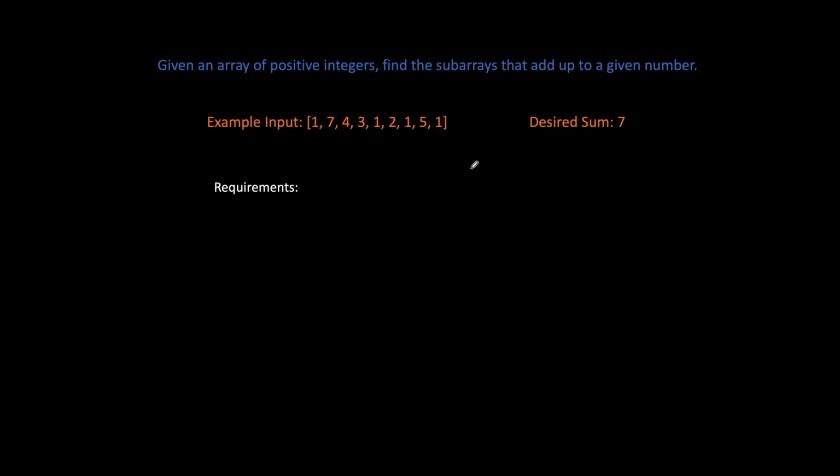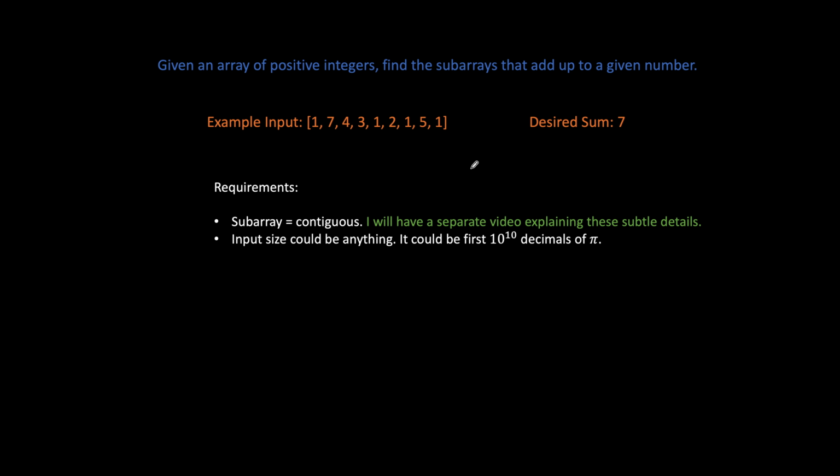So as always, let's start with the requirements analysis. Subarrays are contiguous by definition, and I will have a separate video on the subtle details between subarrays, subsets, substrings, and subsequences, and more. So watch out for that. The input size could be anything. It could be the first 10 to the 10 decimals of pi. So again, the input size is unbound, so the memory use has to be constrained.